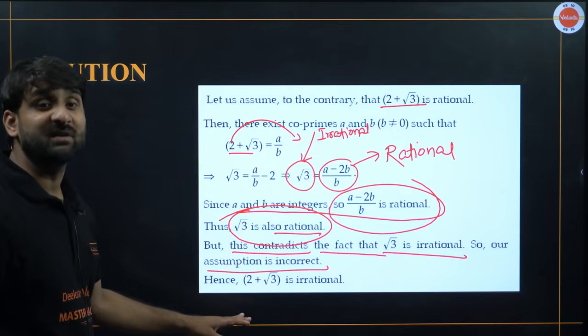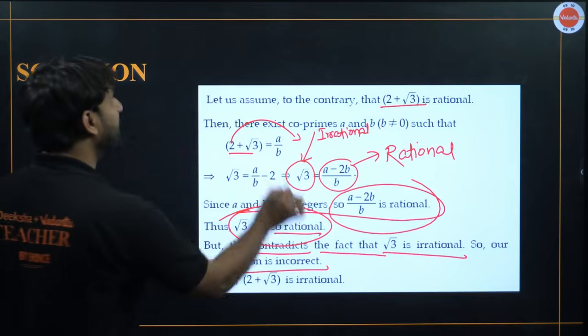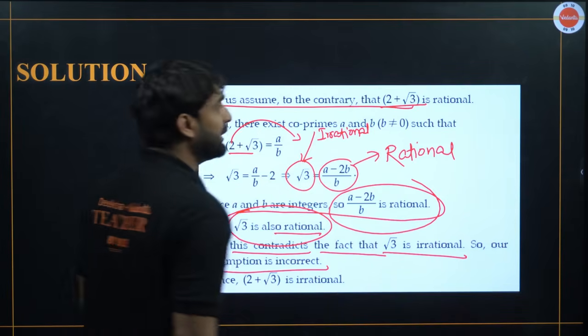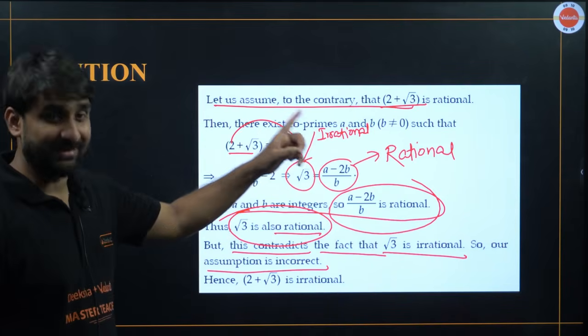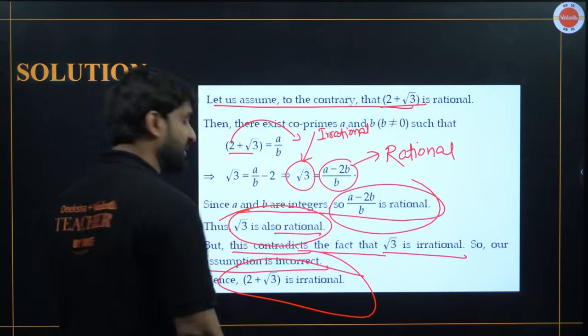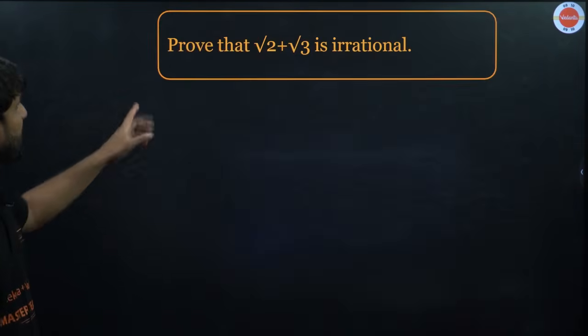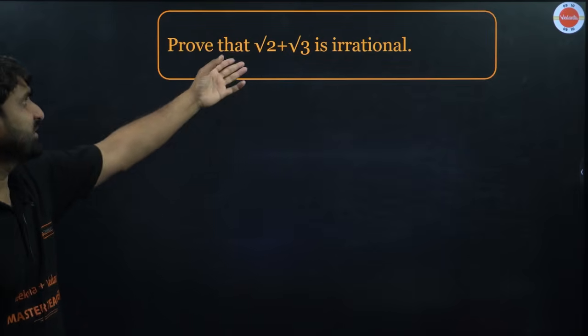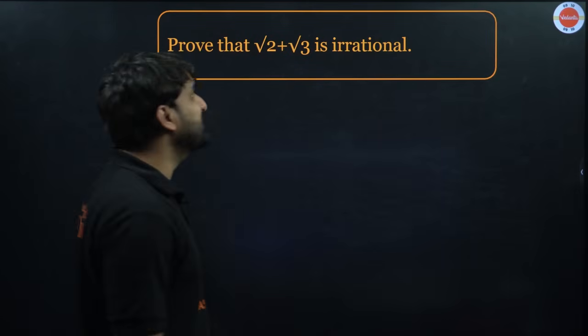And why is our assumption incorrect? Because we have assumed 2 plus root 3 as rational. So 2 plus root 3 will be what, my dear champion? Irrational number. This is the answer. Second question, again the same type: root 2 plus root 3 is an irrational number.